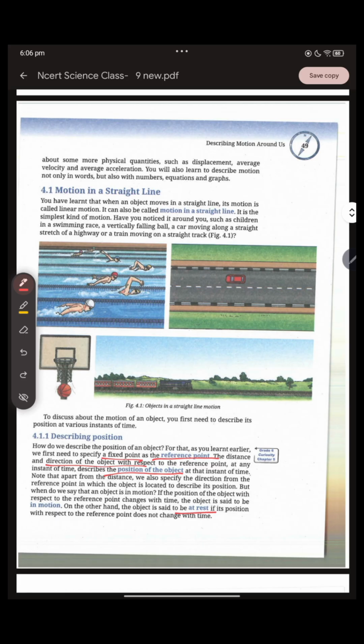So we are going to study motion in a straight line, where an object moves in a linear form of motion. Here we can see swimmers moving in a linear form, a car moving in a straight line, then a basketball falling when the basket is done. So it is a straight line motion. A train is moving in a straight line. So figure 4.1 shows different objects moving in a straight line.